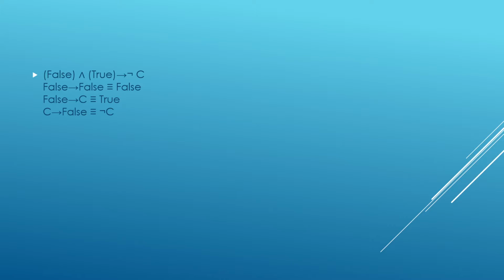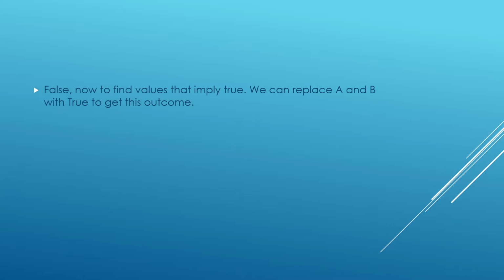This is because we are comparing each of these to truth tables or to equivalencies that we have been presented with within the class. So false implies false is equivalent to false, and false implies C is equivalent to true, which is according to the equivalencies we were given in the slides, and C implies false, which is not C. This simplifies down to false implies not C, with false and true being equivalent to false, being the reason that it's simplified down. And due to other equivalencies, we know this is false.